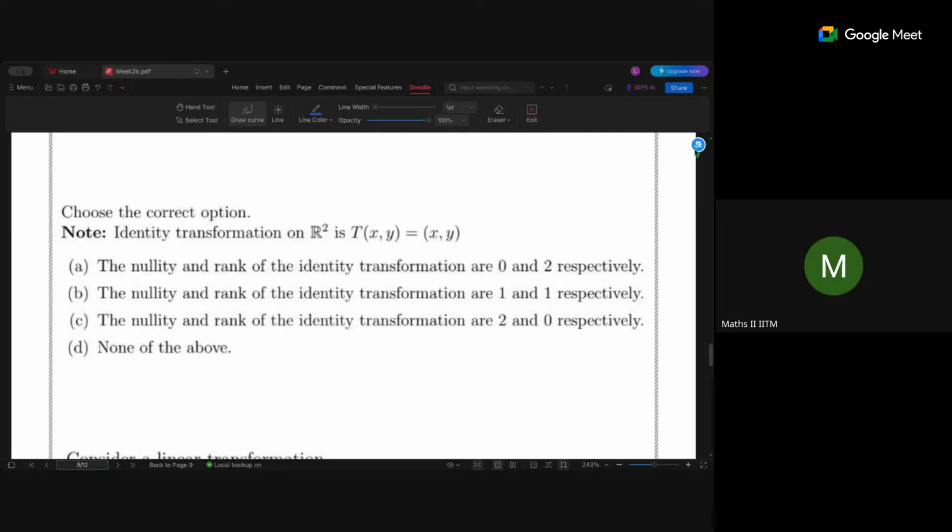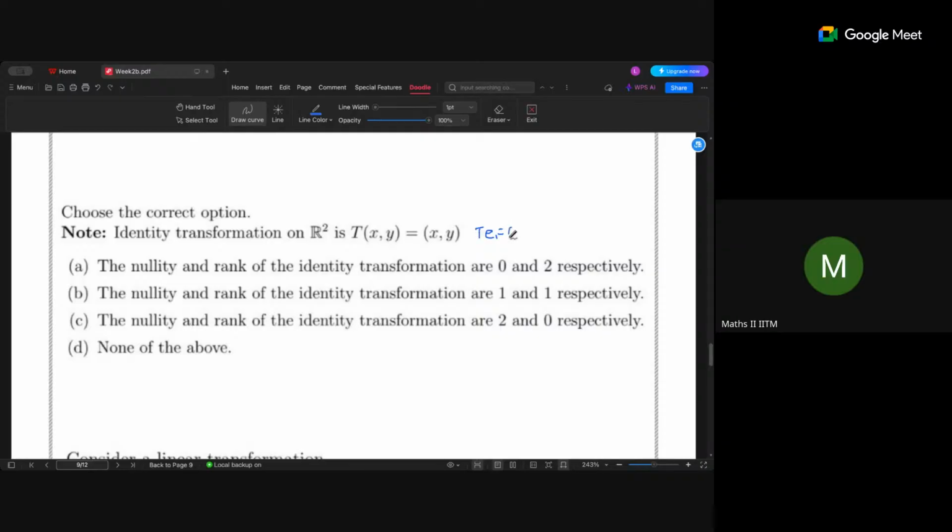Definitely all of A, B, C cannot be true, right? The rank and nullity should be unique numbers. They cannot take different values. This is the transformation given to you, the identity transformation. So what is option C, TE1? TE1 is option C. Why option C? Think about it.